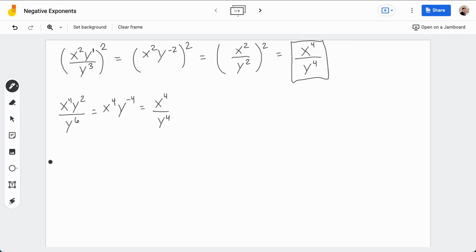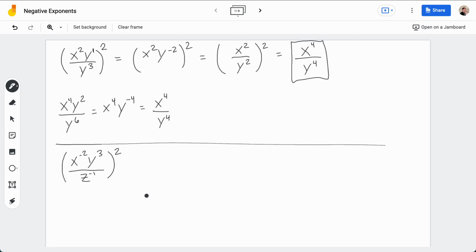Okay, let's try one more. Let's say I have x to the negative 2, y to the 3, divided by z to the negative 1, and I'll say the whole thing is squared. Again, you have options. You can distribute the 2, or you can simplify what's inside the parentheses first. And again, I prefer to simplify first, so I'm just going to do some rearranging in here.